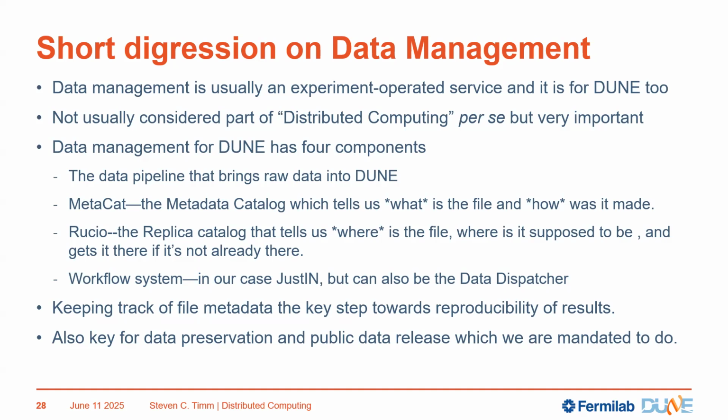It's a data pipeline that brings raw data from the detector into DUNE. It's MetaCat, which is a metadata catalog that tells us what's in the file and how it was made. It's Rucio, which is a replica catalog. It tells us where the file is, where it's supposed to be, and gets it there if it's not already there. And deletes it if it's not supposed to be there, by the way. And then there's a workflow system, which in our case is Justin. It can also be the data dispatcher.